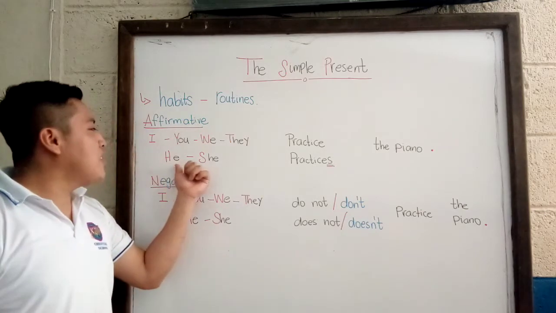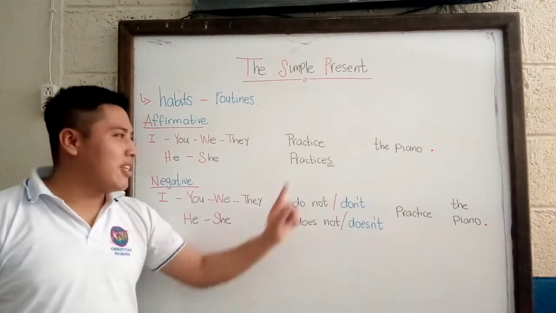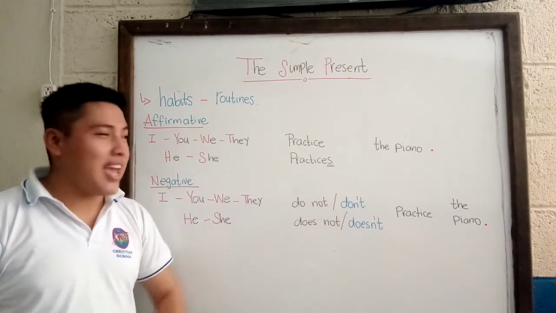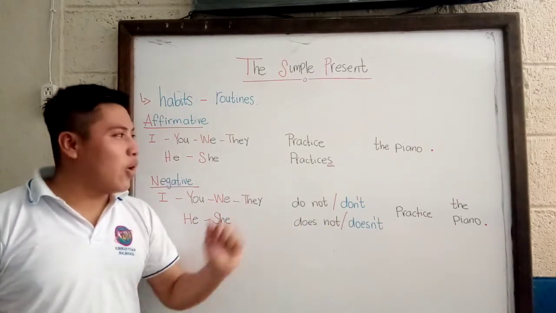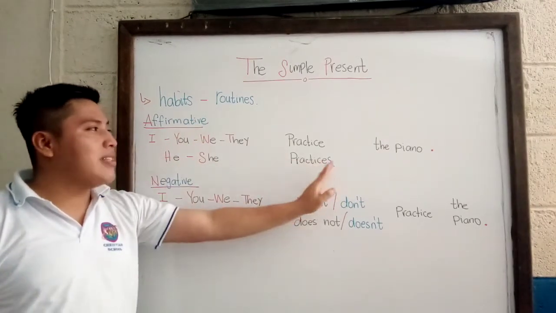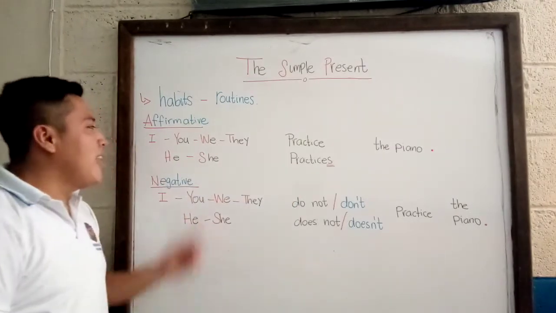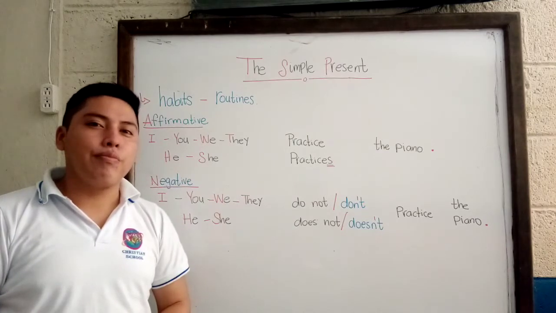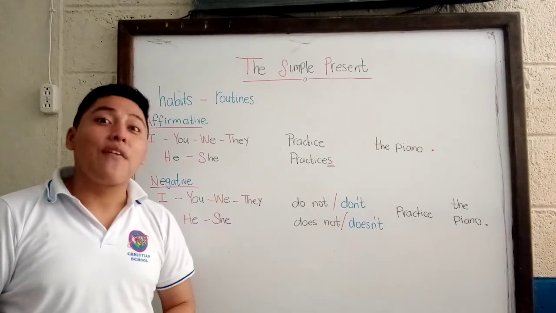Okay, so now with she and he. So here we have practices. Do you notice the difference between these two verbs? Okay, the letter S we have here. I'm going to talk about this in another video. So let's practice in this moment the affirmative way. Practices the piano. It's only for he and she. Okay, repeat after me. He practices the piano. She practices the piano. Very good.